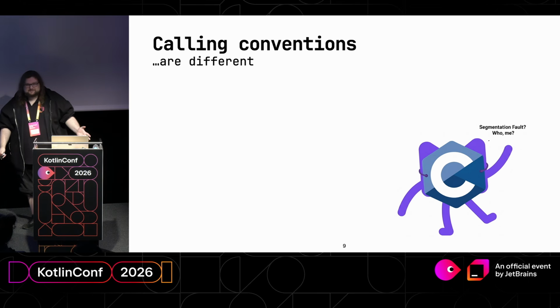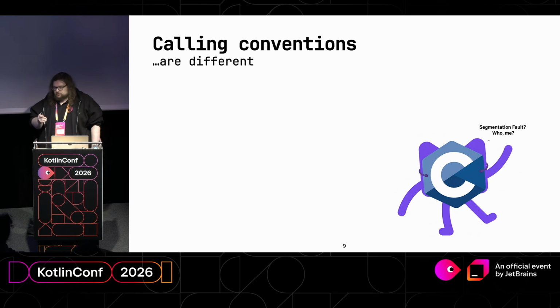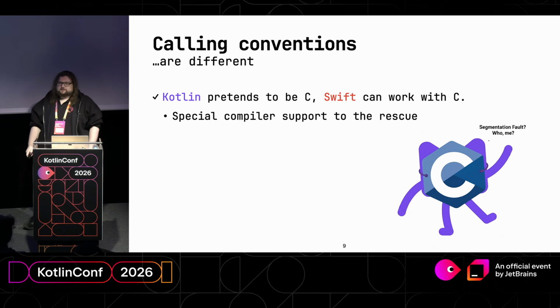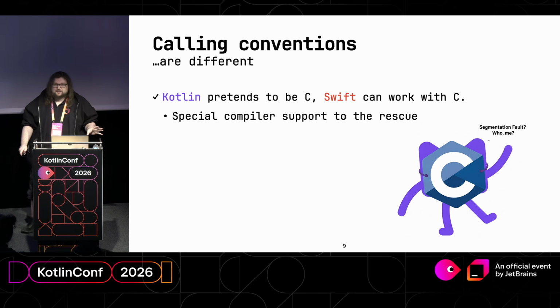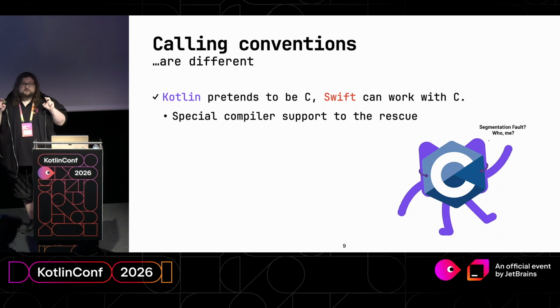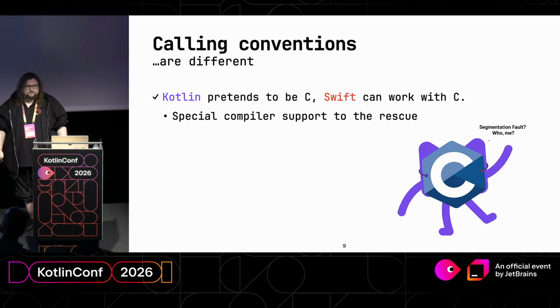You cannot. They're different languages. They use different calling conventions. Their functions talk differently at the binary level. So we also do a little bit of an ugly thing. We create special Kotlin code that pretends to be C. It follows the C calling convention, and Swift can work with C, which is really nice.